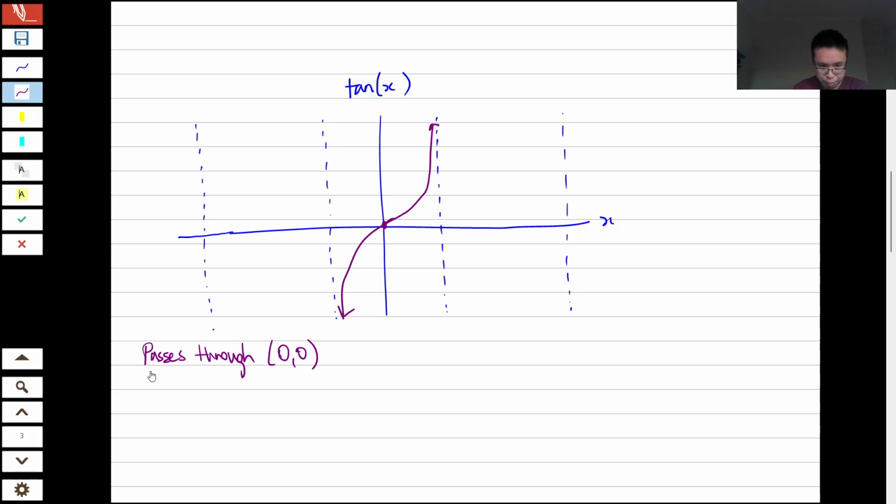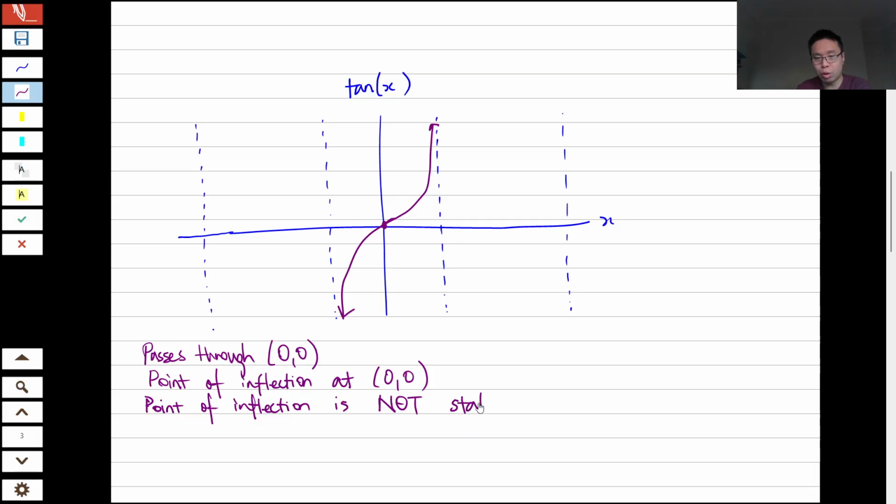At (0, 0) it has what's called a point of inflection. You'll learn more about what that means when you study calculus. Essentially, the gradient function or the derivative has a turning point. However, it's not stationary. So you should not draw a flat line at the origin. You'll see how my graph is sort of angled like this. That's because it should be like that.